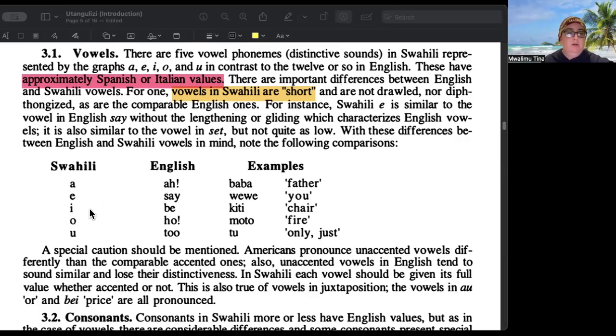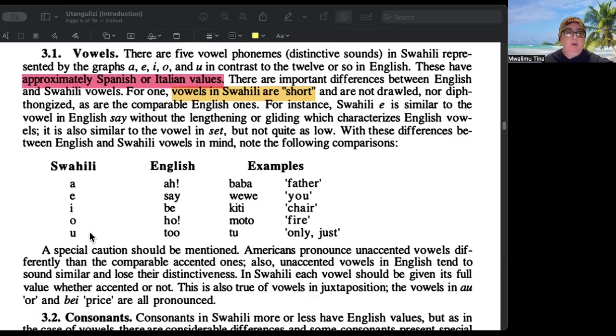Our next vowel is the letter I. In Kiswahili, we pronounce it E, as in bee. An example is kiti. Our next letter is the vowel O, pronounced O. An example is moto.